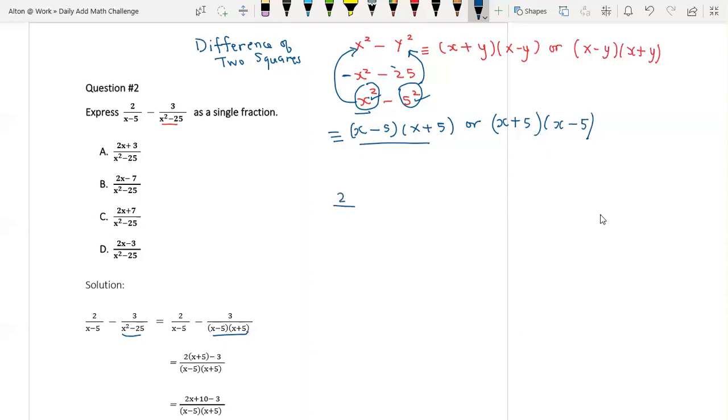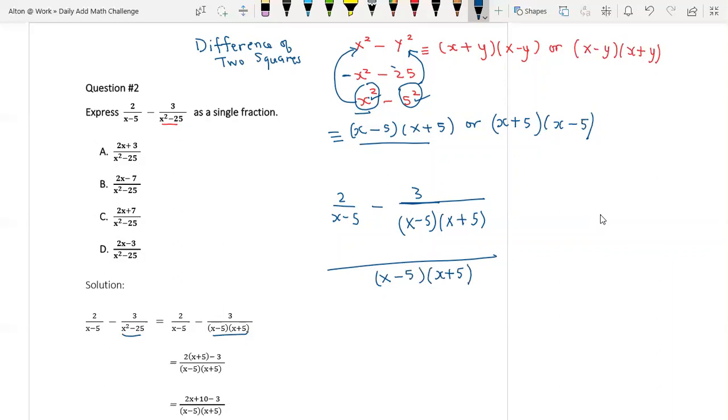So the sum becomes 2 over x minus 5 minus 3 over x minus 5 by x plus 5. I realize reading out a solution or even trying to explain a written solution may not be as effective as you seeing me actually working it out for you. So the LCM here is x minus 5 by x plus 5.